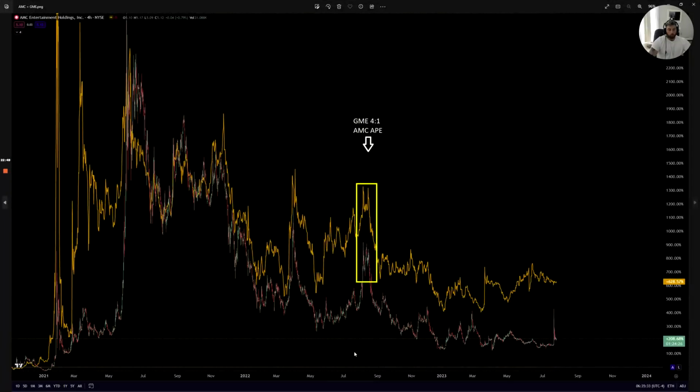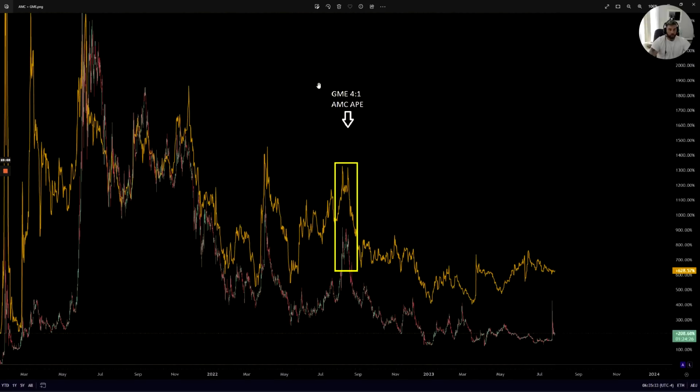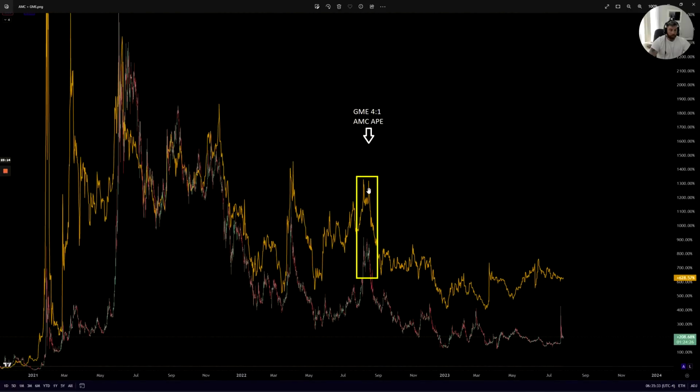AMC and GameStop are the same stock. Covered this multiple times as well. Both squeeze in January, both squeeze in June, and then the line is GameStop, and the candles underneath are AMC, tracking perfectly. One thing I find interesting is GME's 4-1 and AMC APE happened pretty much at the same time, pretty much at the start of the final iteration here. So that's interesting. Pretty much happened at the exact same time.